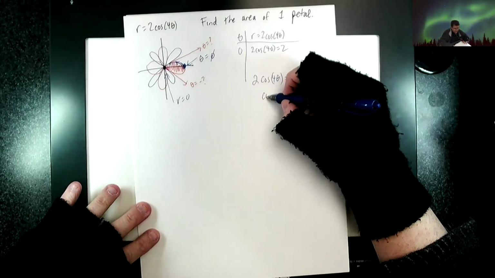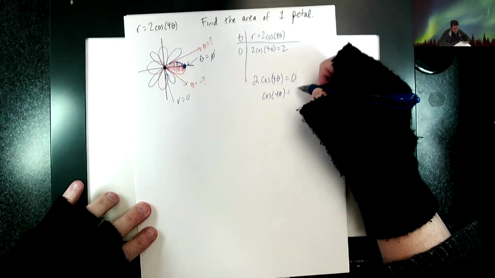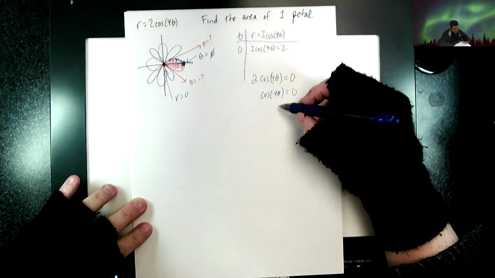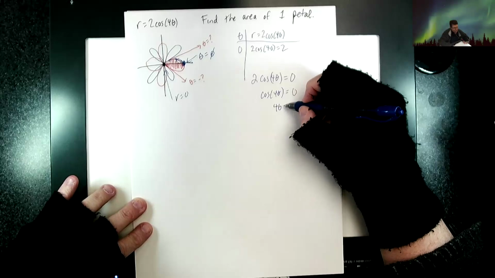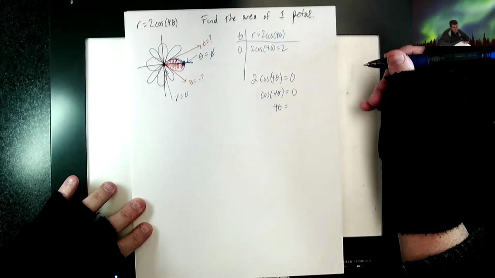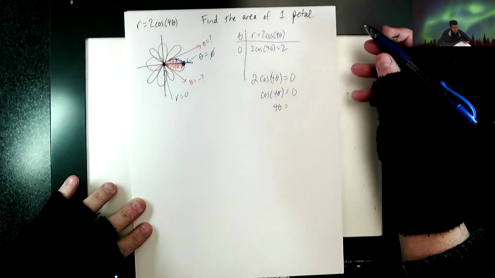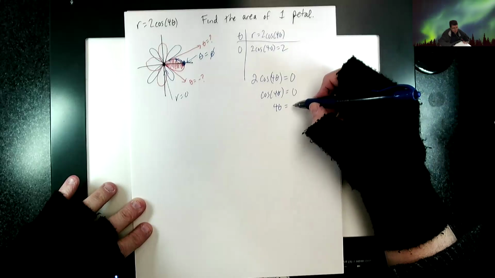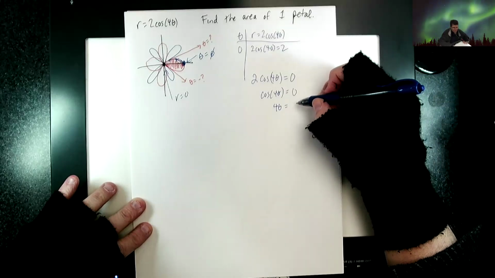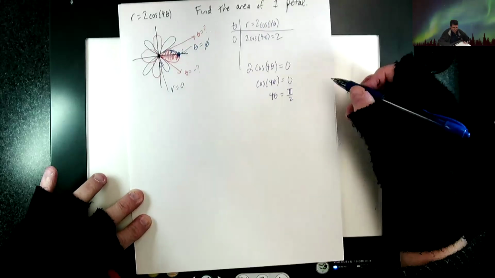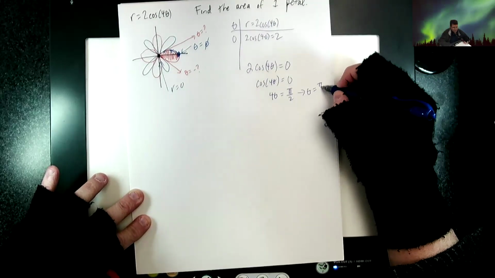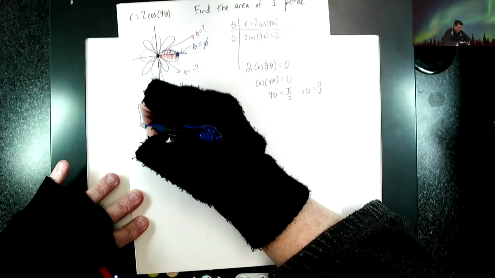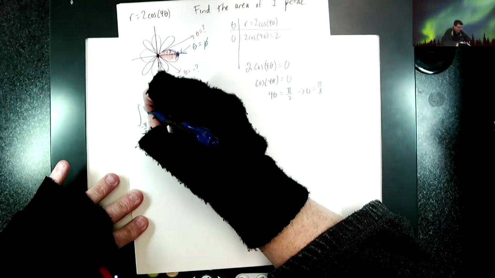Well, divided by 2, I've got cosine 4 theta. What does this have to equal to get a cosine of 0? Cosine of what is 0? Pi over 2. So theta equals pi over 8. We should be going from negative pi over 8 to pi over 8.